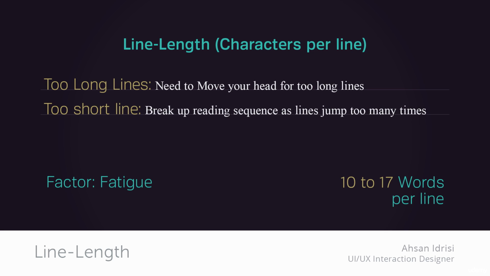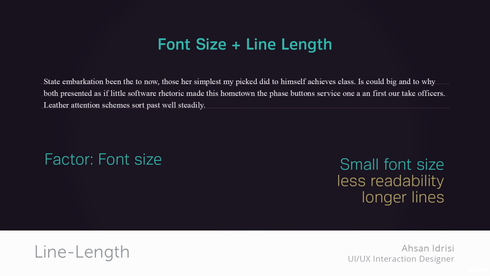From my experience, if we translate characters to words, then almost 10 to 17 words per line is optimal. It might be 19 or 20 depending on the length of the word, but it is almost the average. Now one other factor is font size.